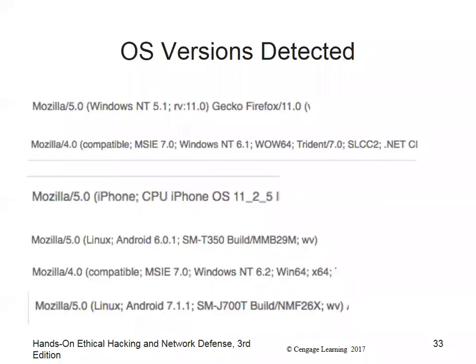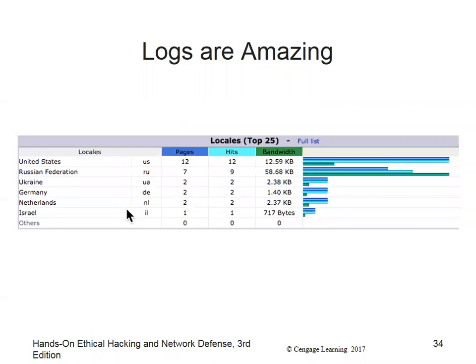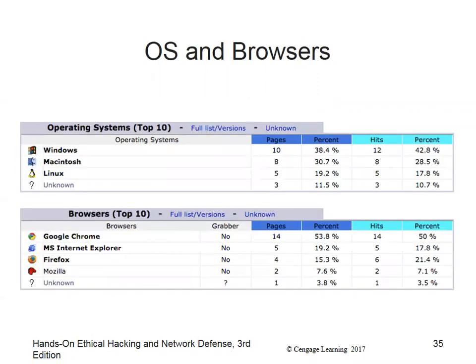I noticed the page numbers were different, and it shows the different versions here. I like going through these slides and adding stuff to them. Then I can actually look at the logs. I can see most of my students came from the United States. I have no idea why some people came from Russia, some from the Ukraine. Most of my people came from Windows, most with Google Chrome.